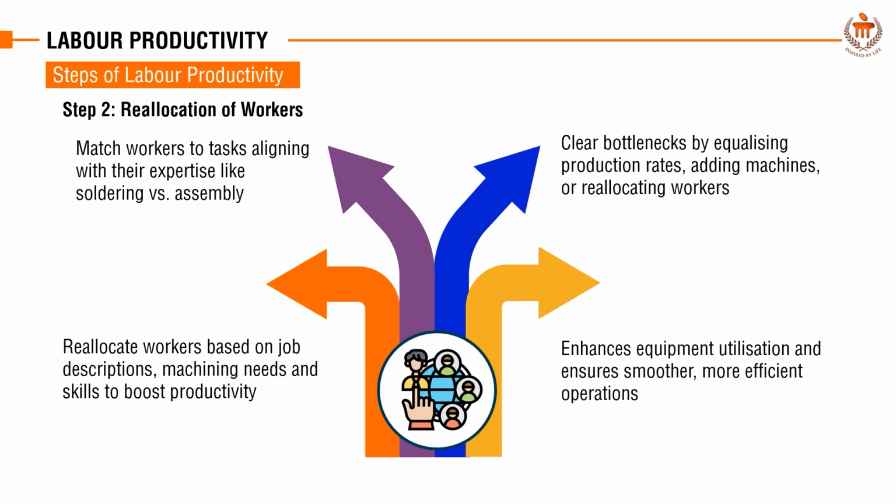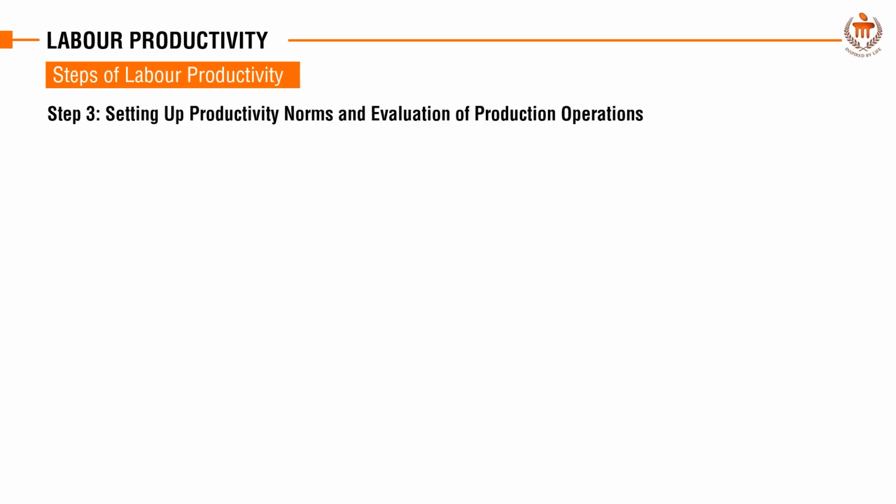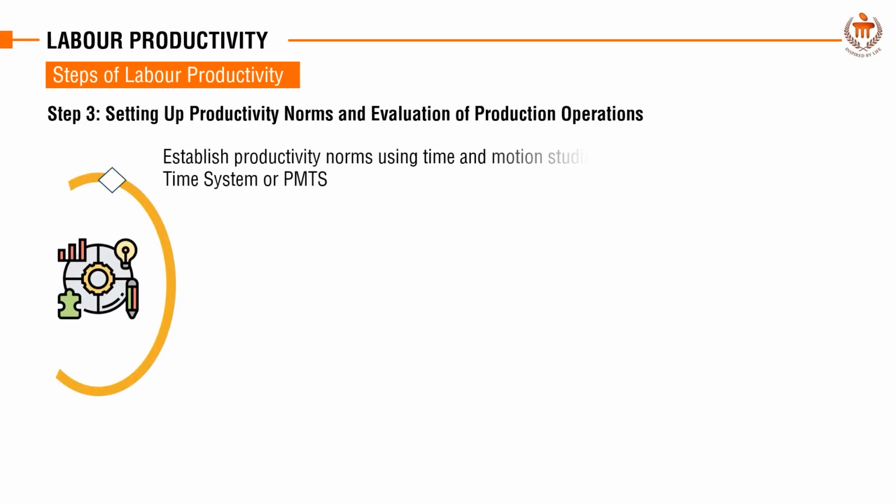By effectively reallocating workers, organizations can optimize their operations and improve overall productivity. Now, let's discuss step 3, setting up productivity norms and evaluation of production operations. Setting up productivity norms is essential for optimizing production operations, and this process often utilizes various methods, including time and motion studies, as well as the predetermined motion time systems (PMTS).